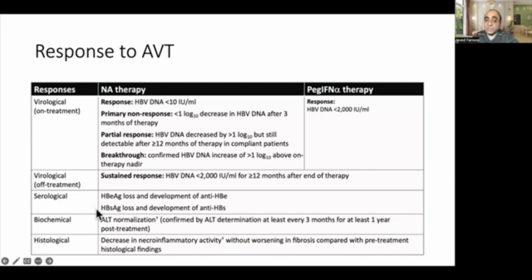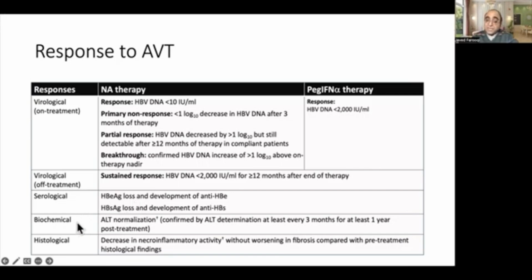What is serological response? It is the HBe antigen loss and development of anti-HBe, and the HBs antigen loss and development of anti-HBs. So serological response may be HBe antigen serological response and HBs antigen serological response.